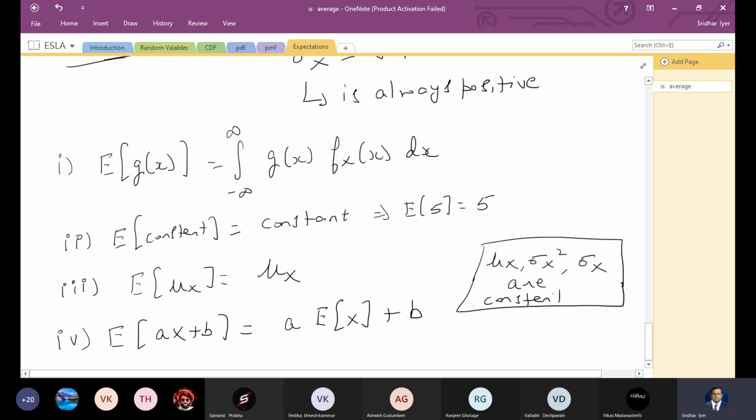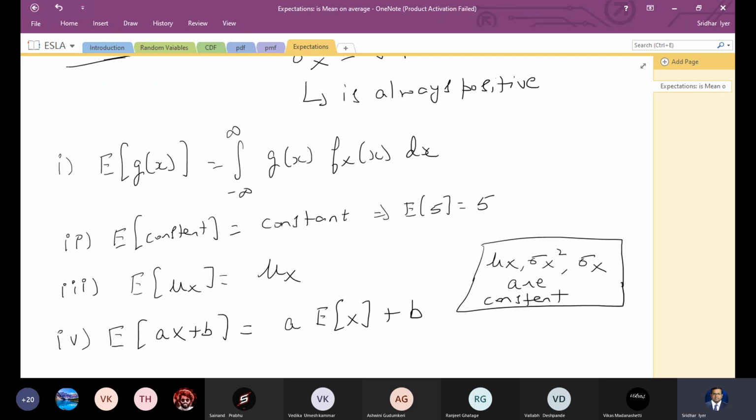So you will never get expectation as 5 into x. You will never get variance as 6 into x. Not possible. It's a constant value. You'll get 5, 10, 15, and so on. So if you get any value multiplied by x, x square, y square, then you've gone wrong somewhere. So it's always going to be a constant value.